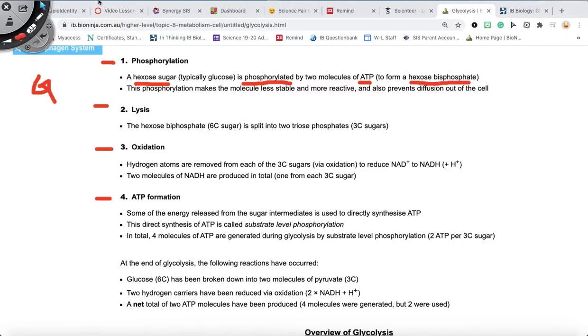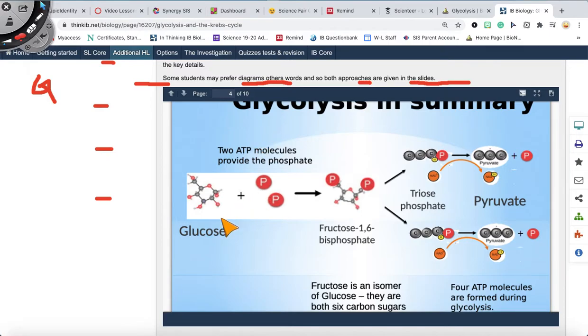So let's look at it here in this slide. Here we see the glucose molecule. If you add 2 ATP molecules to provide the phosphate groups, right here is the process of phosphorylation. So what you're going to end up with is now a fructose 1,6 biphosphate. So this glucose becomes phosphorylated, and this is what you get. So fructose is an isomer of glucose, and notice that they are still 6-carbon sugars. So this is the first intermediate in the phosphorylation process.